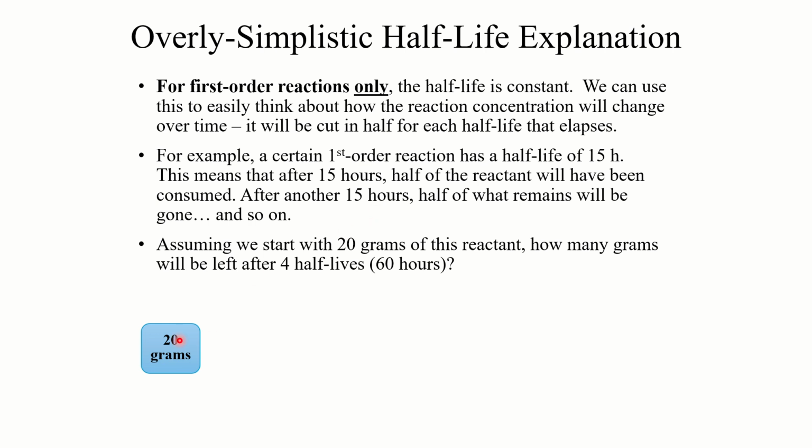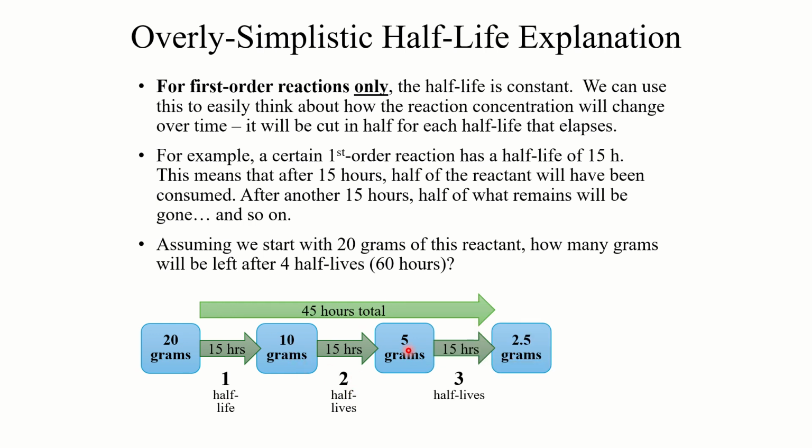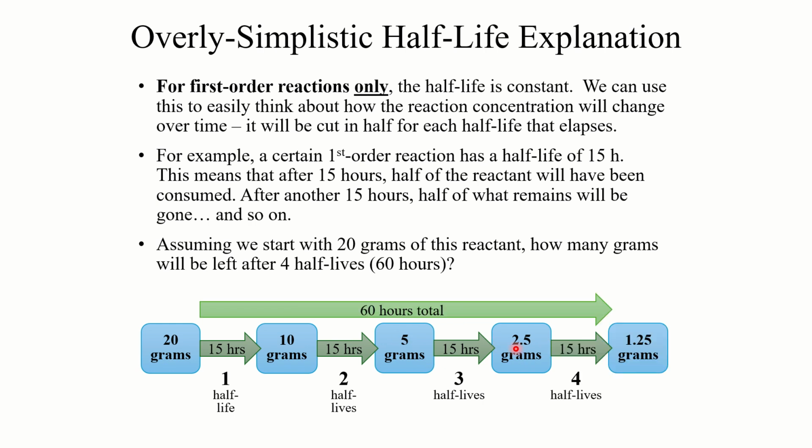So let's say we're starting with 20 grams. After 15 hours go by, 1 half-life goes by. So we go from 20 grams to 10 grams. After an additional 15 hours, so now 30 total, we've gone through 2 half-lives, so from 10 now down to 5. After another 15, so 45 hours total, 3 half-lives, we would go down from 5 to 2.5. And then after an additional 15, for that 60 hours, we'd be down to 1.25 grams.